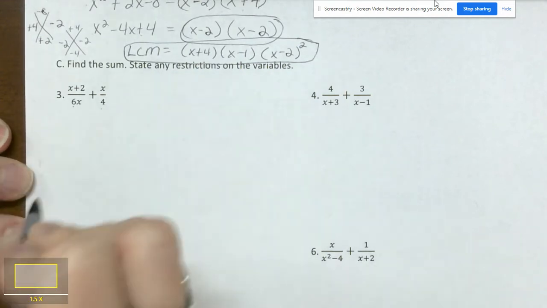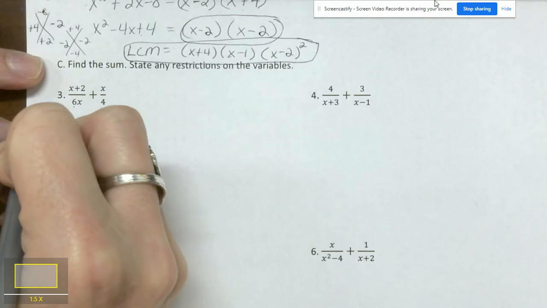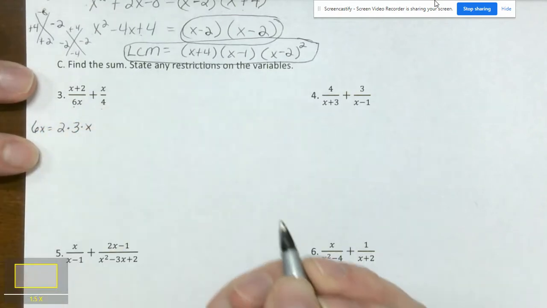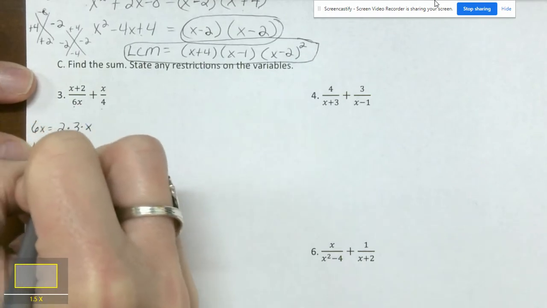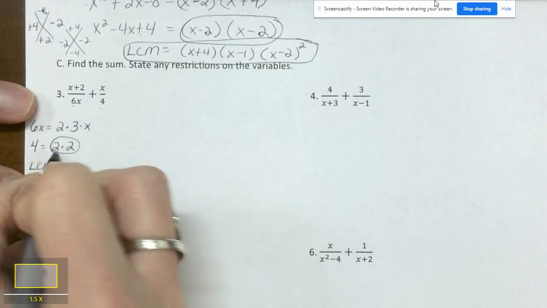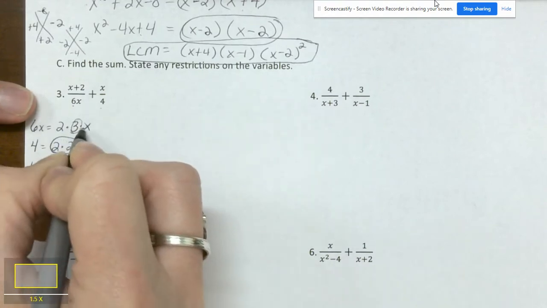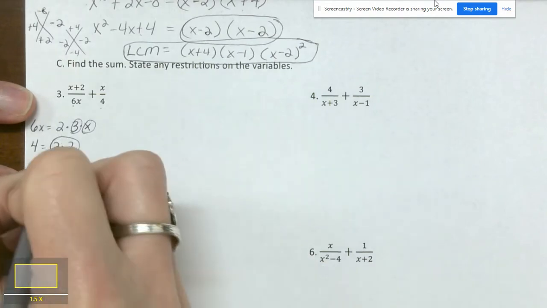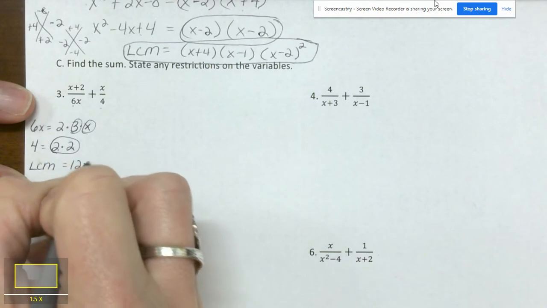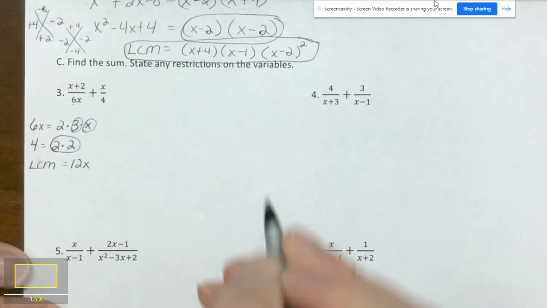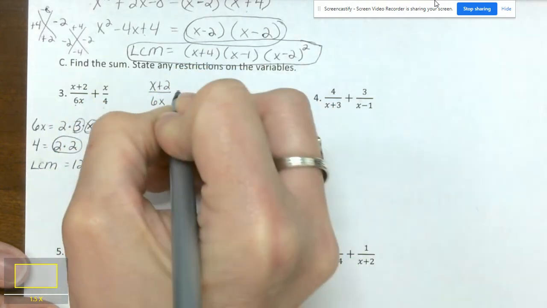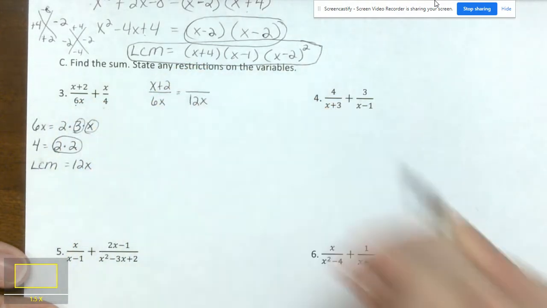So if I wanted to find a common denominator for those two, okay, 6x could be written as 2 times 3 times x. And 4 could be written as 2 times 2. So my LCM, okay, I have 2 2's here, and then I have a 3 and an x. So that's going to be 2 times 2 is 4, times 3 is 12, so that's going to be 12x. That's my common denominator.